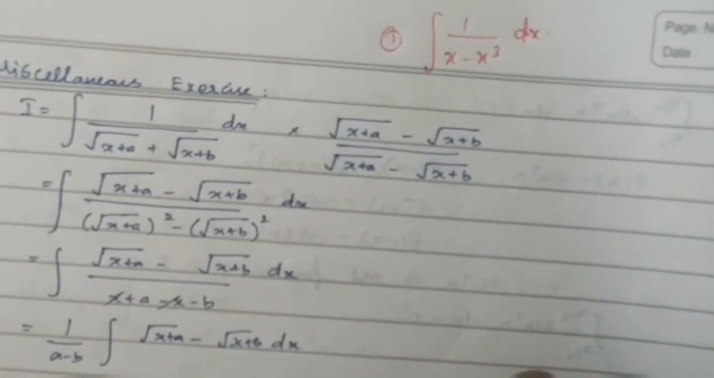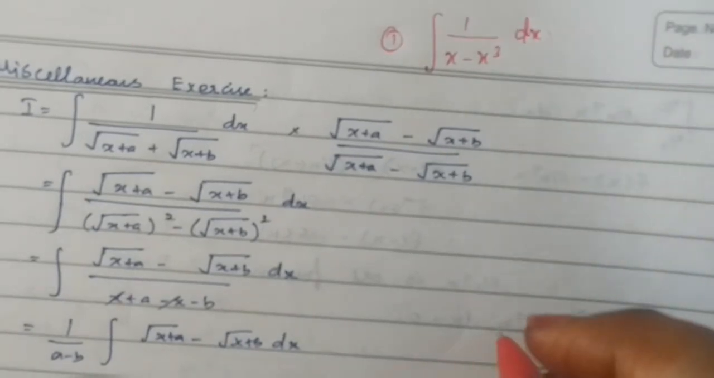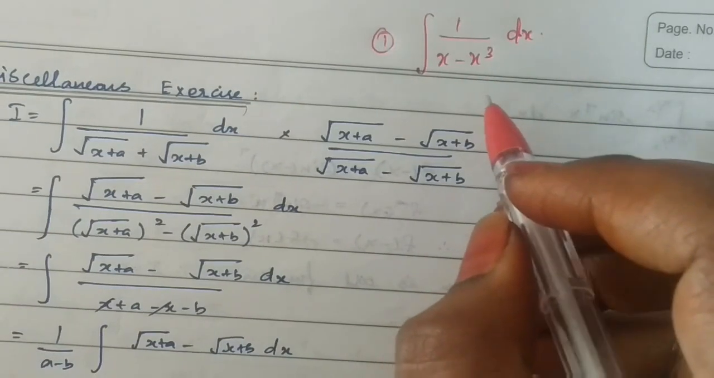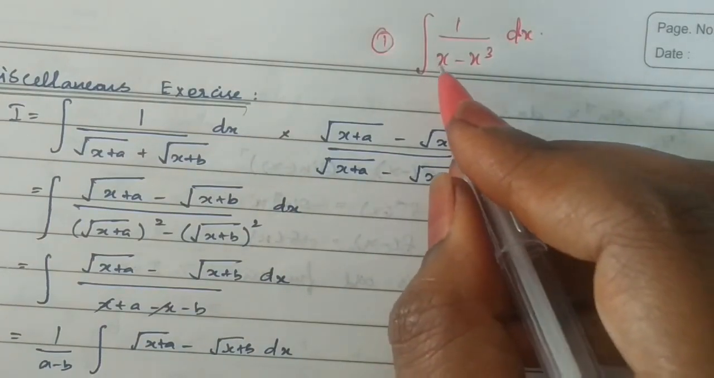The first method is the substitution method, then separating the integrals, partial fractions, integration by parts, and completing the square method. So many methods we have learned. So we should think, and only then can you solve it. Now let us see this x minus x cube.